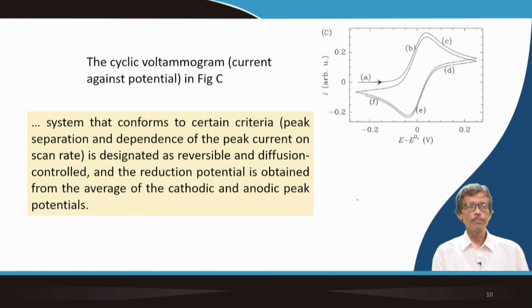The system which conforms to certain criteria has a peak-to-peak separation. One is the top peak and another is the bottom peak. One can be your cathodic peak, the reduction peak, and one can be your anodic peak, the oxidation peak.